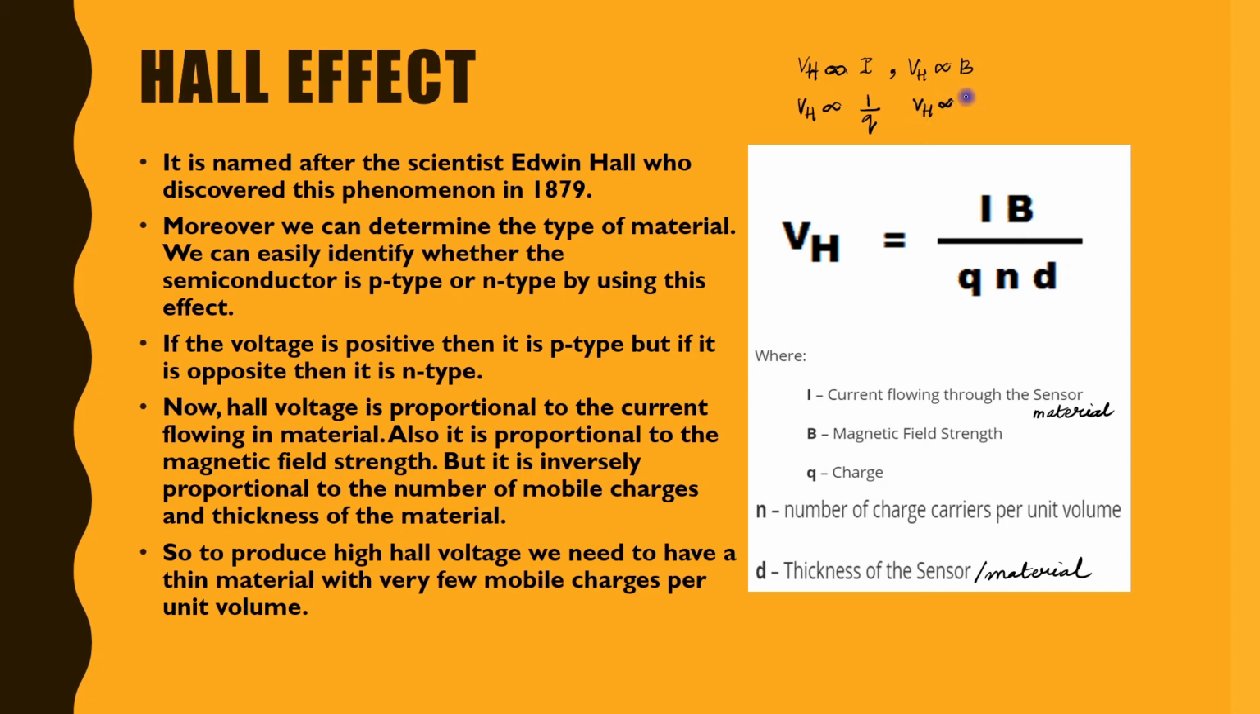Okay, till this I am clear, I hope. So this is the mathematical expression for the Hall voltage. Whenever we need to produce a high Hall voltage, we need a very thin material, and we need to have very few mobile charges per unit volume.